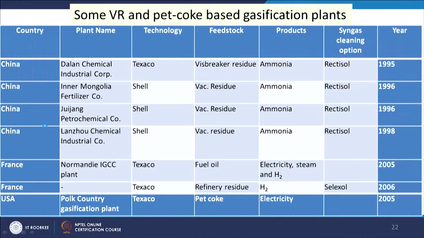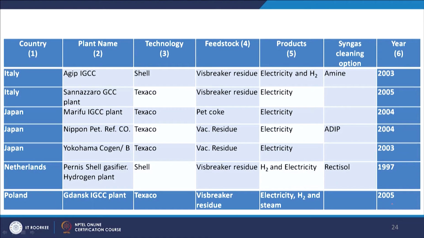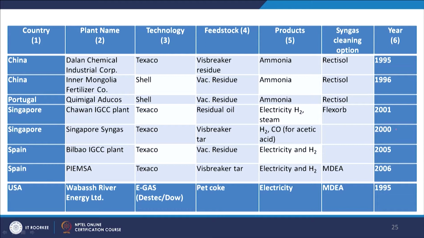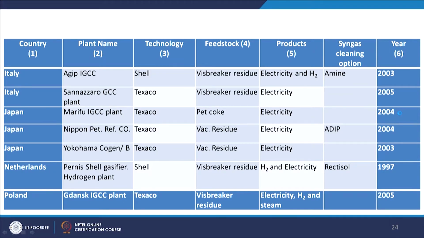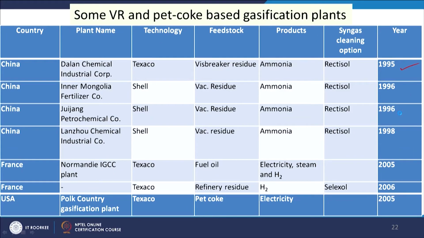Around the world there are a number of plants, but this gasification technology for pet coke is not very old. You see, it started from 1995 and 2005, and around the globe in many countries the gasification of vacuum residue and pet coke is implemented and applied. If we see, all the reactors are basically Texaco and Shell, so Texaco and Shell means entrained bed reactors in all the cases.